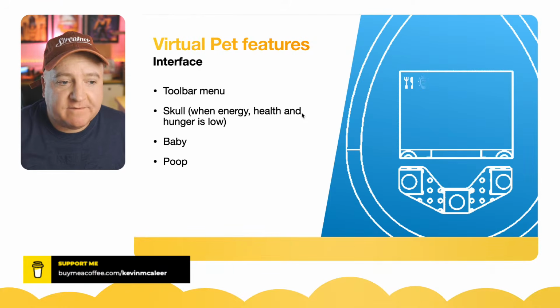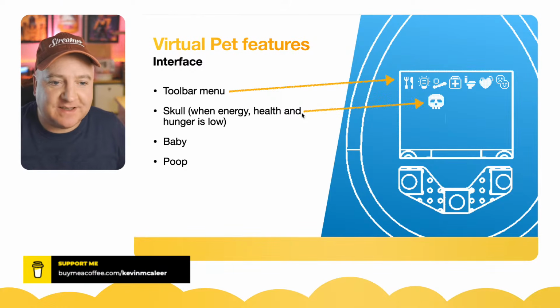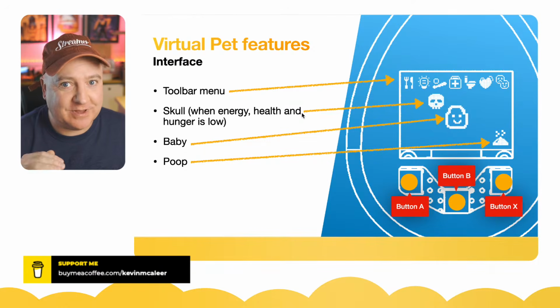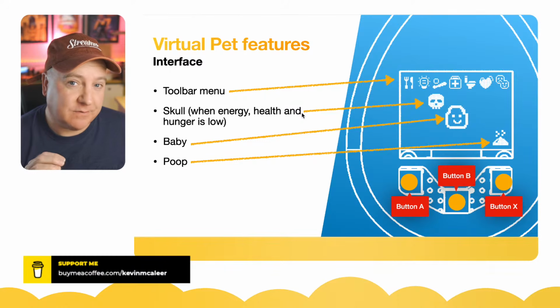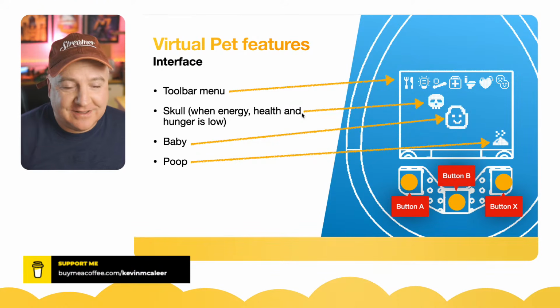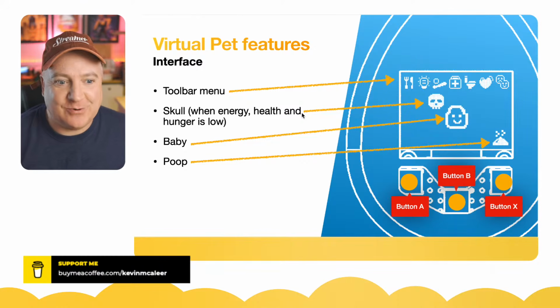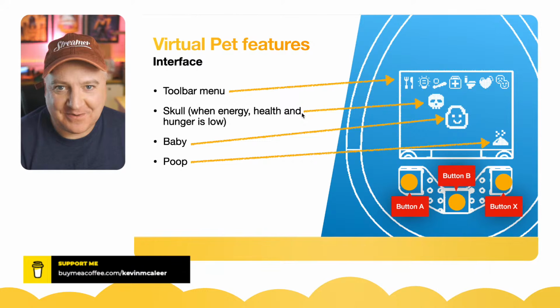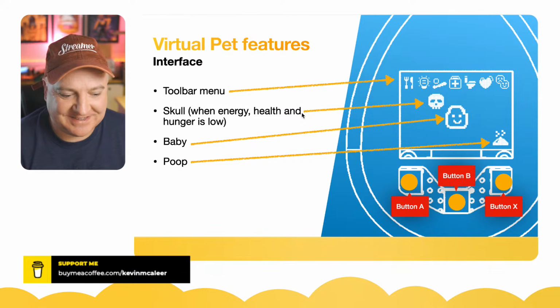Okay, so the virtual pet features that we're going to be looking at. This is the interface. It's made up of a toolbar across the top. It has a skull, which means your energy or your health or your hunger is low. If all 3 of those are low, you'll get the little skull circling you, which means that you're going to die at some point if you don't address one of those 3 needs. Then in the middle we have the baby itself, which is our little chibi. And then we have some poop in the corner because he needed to go to the toilet.